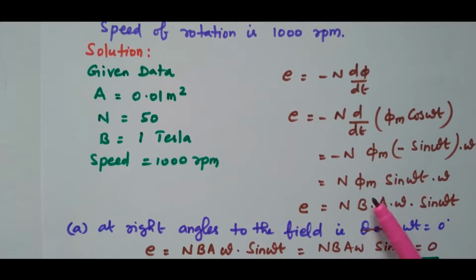Φm is not directly available, but B and A values are available, the area and the magnetic flux density. So Φm is written as B into A, because B equals Φm by A. So E equals N B A ω sin ωt. By using this formula we can find the induced EMF for 3 different conditions.